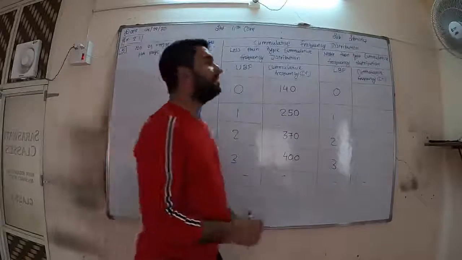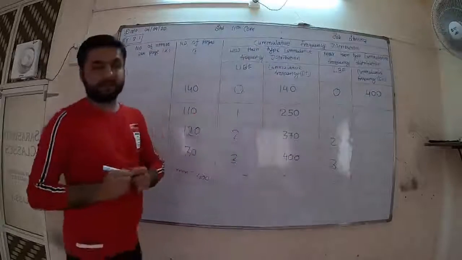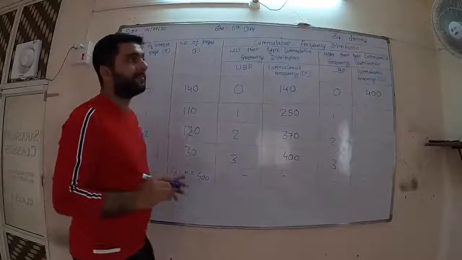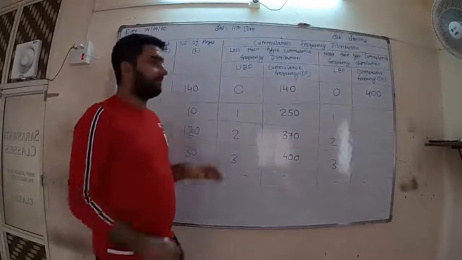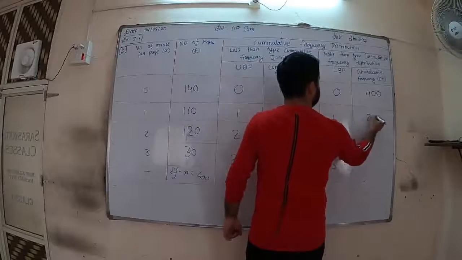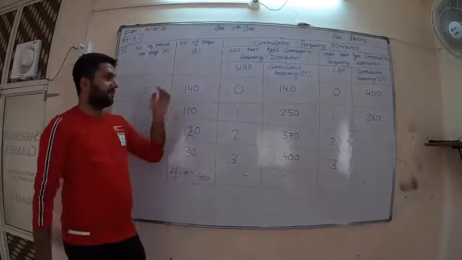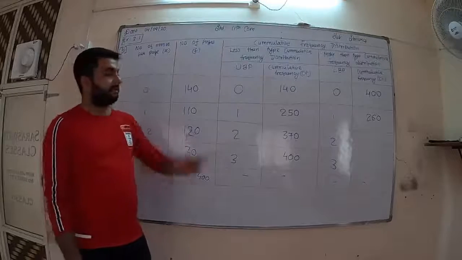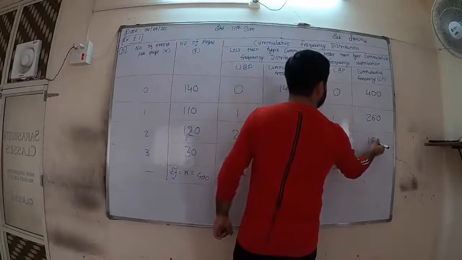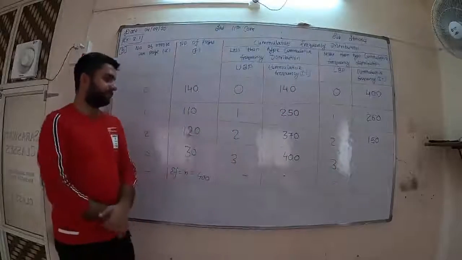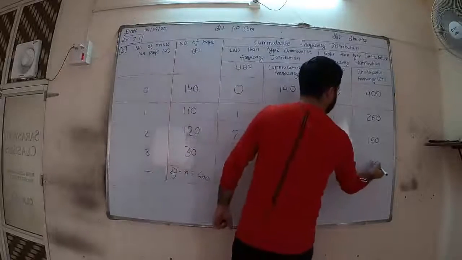In the same way, the more than type cumulative frequency will not end with zero, but the starting will be the total. We will start with the total. Total is 400. Now as we know, we will subtract each frequency. 400 minus 140 is 260. Then 260 minus 110 is 150. Then 150 minus 120 is 30.